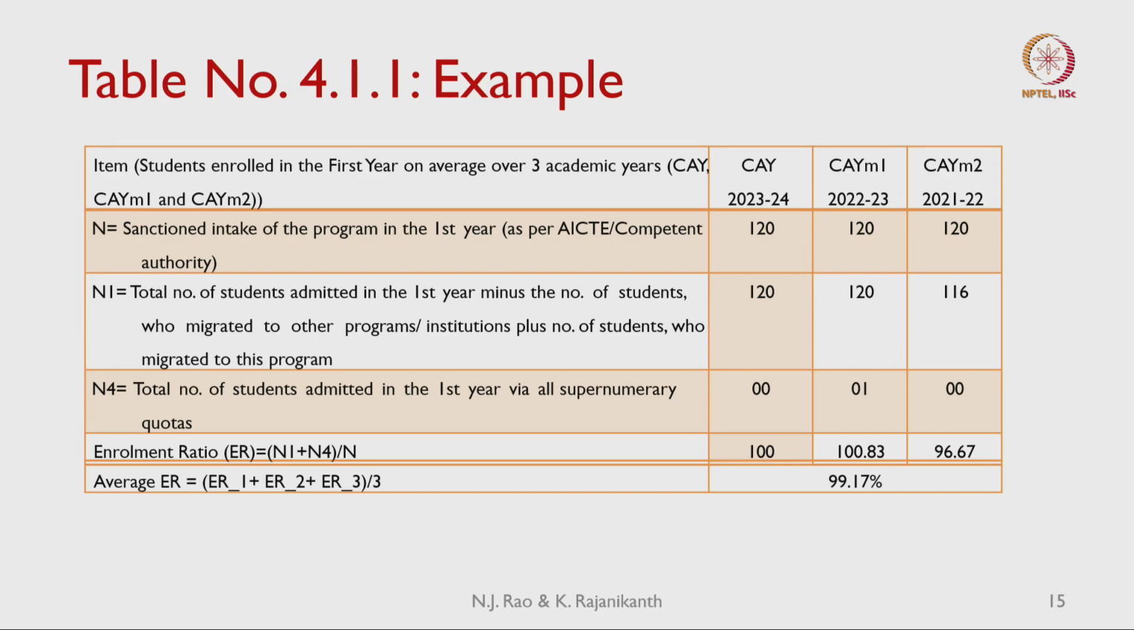This is an example. In CAY, it was 100%, sanctioned intake and actual admissions full 100%. CAY minus 1, slight excess admission was there, but it is from supernumerary quota. So, it is 100.83. Then CAY minus 2, slightly less admissions, 4 students less than the sanctioned intake 120. So, the ratio is 96.67. So, if you take the average, it is 99.17%, the enrollment ratio.